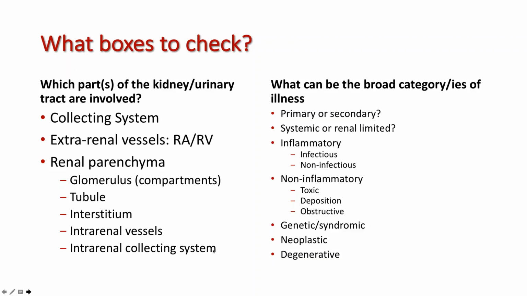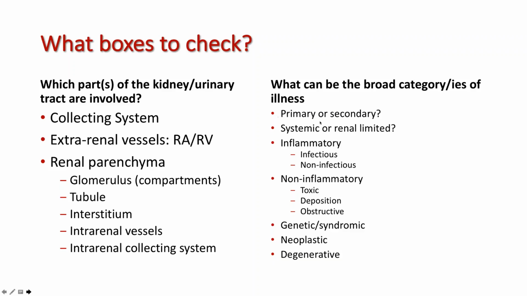You can have diseases which involve the intrarenal blood vessels, like vasculitis or thrombotic microangiopathies, or diseases which involve the intrarenal collecting system, like the collecting duct. You can have intratubular precipitation, intratubular obstruction, and so on and so forth. So if you create this list and go through this list in each case, you would not have missed anything.